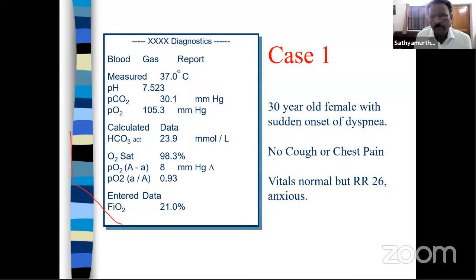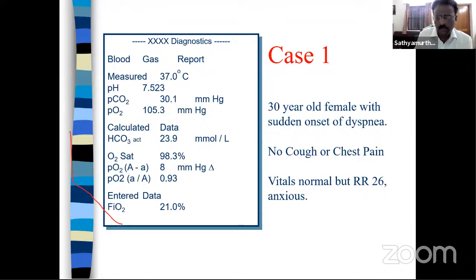A 30-year-old female with sudden onset of dyspnea, no cough or chest pain, vitals are normal, but respiratory rate is 26 per minute. She's anxious. So this is a very young lady without any comorbidities. She has no cough, no chest pain, and it's sudden onset dyspnea, and vitals are normal. She's very anxious, and the respiratory rate is 26.